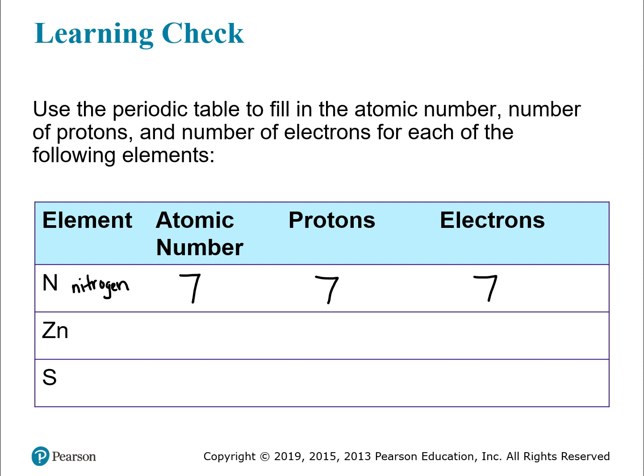Now, I'm not going to go through and fill in all of these. You can fill these in on your own time just to make sure that 1, you can locate the atomic number. 2, you can write out the name of the element from the symbol. And 3, that you understand the number of protons and electrons and how they're related.